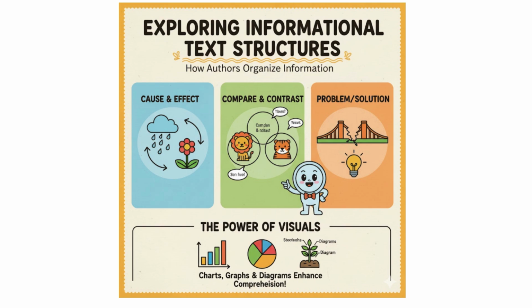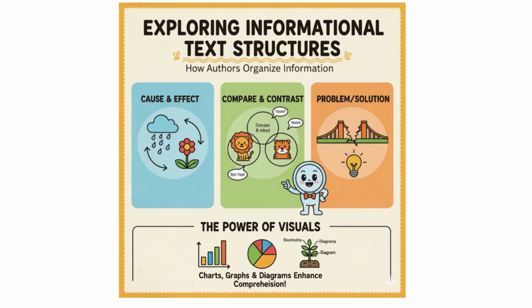Today, we're going to be exploring informational text structure. That's how authors organize information. In today's session, we will explore the role these types of visuals play in helping readers to understand the texts. You will learn how authors organize information using cause and effect, compare and contrast, and problem-solution structures. Also, we're going to look at how visuals like charts, graphs, and diagrams enhance comprehension in these texts.